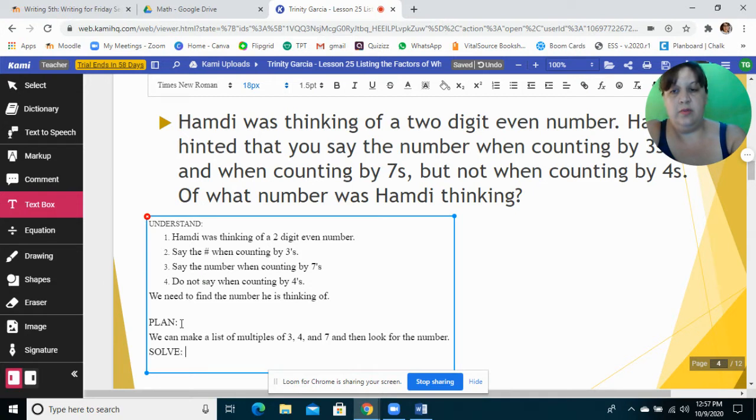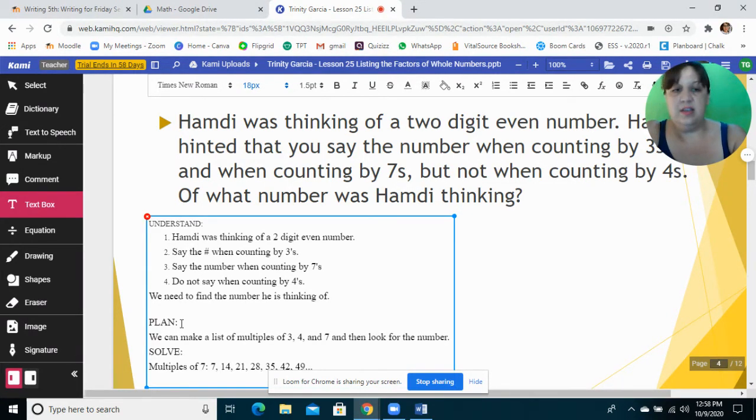Okay, we're going to start out with listing our multiples of 7. Multiples of 7, we have 7, 14, 21, 28, 35, 42, and 49. Let's go with that. And we know that that continues.